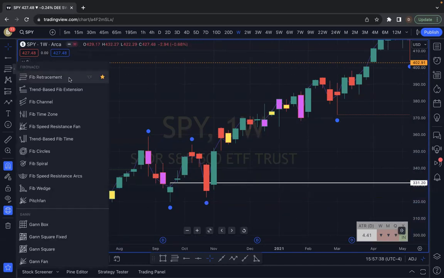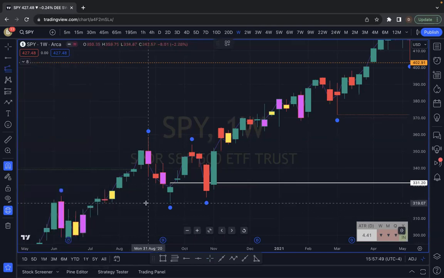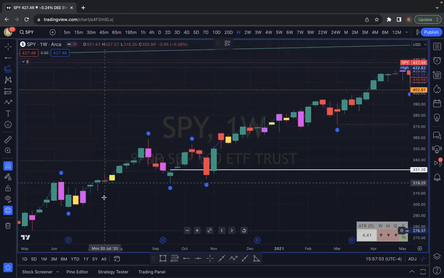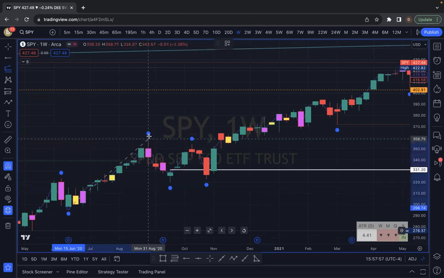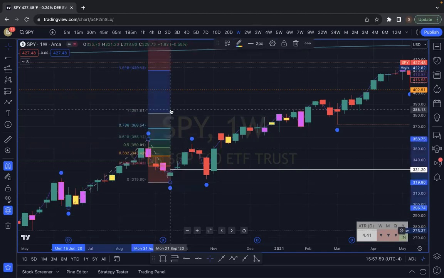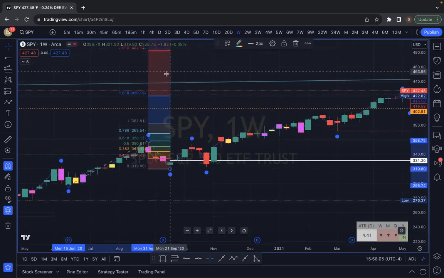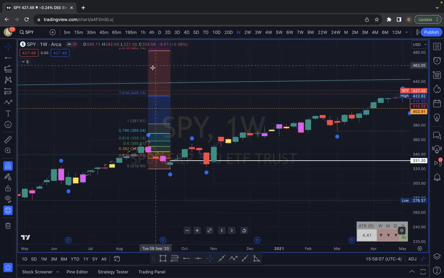So I'm going to go to it one more time. You want it to say fib retracement right here. The fib extension is going to show you where price is supposed to be going. So you will go from the low to the high to the retracement, and that shows you where price could possibly reach to. That's how you use the extension tool. But I don't use it though.